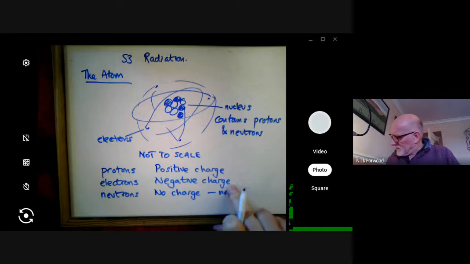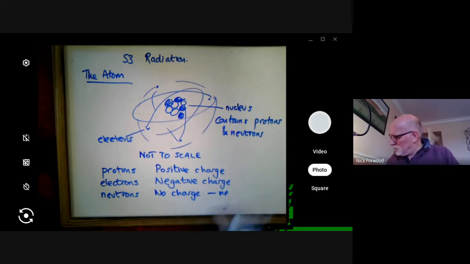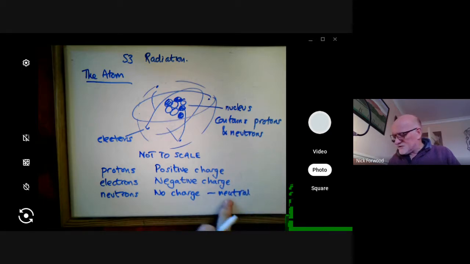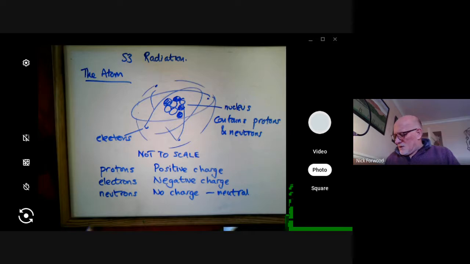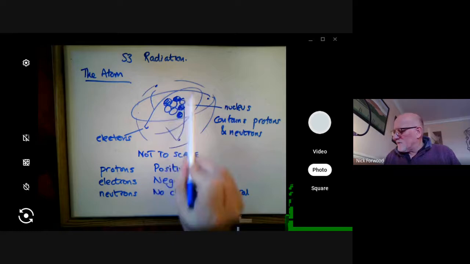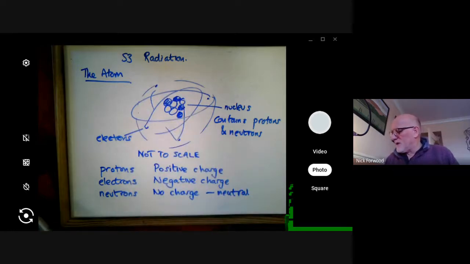Can't spell. N-E-U-T-R-A-L, neutral charge. And the neutral bit is the same as neutrons. So what does this charge thing mean? Well, they can cancel each other out if you've got the same number. So what I've drawn here is I've got 4 electrons, that's 4 negative charges, and I've got 4 protons, that's 4 positive charges, and the 4 negatives and the 4 positives cancel each other out, and the neutrons don't affect anything called charge at all.